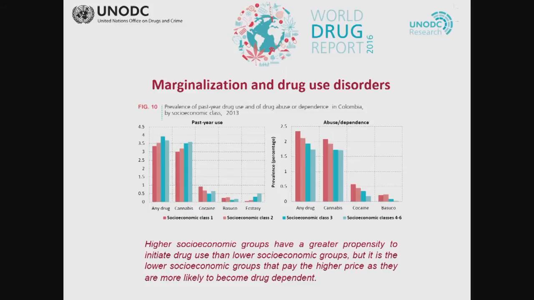So really what we conclude from this information is that higher social economic groups have a greater propensity to initiate drug use than lower social economic groups. But it is the lower social economic groups that pay the higher price, as they are more likely to become drug dependent. Again, this is confined to Colombia, and I don't want to claim that this is really a global finding. We don't have global data that we can show on this. But where we have the data, I think it's important that we learn lessons like this.